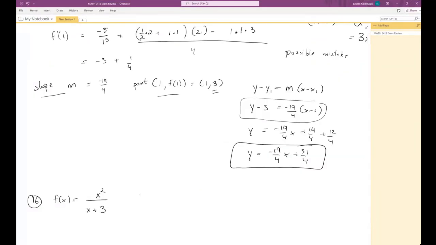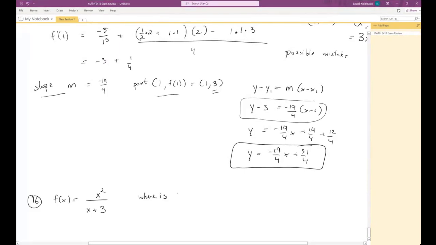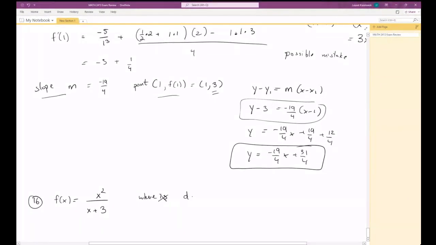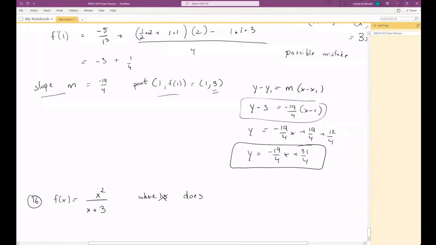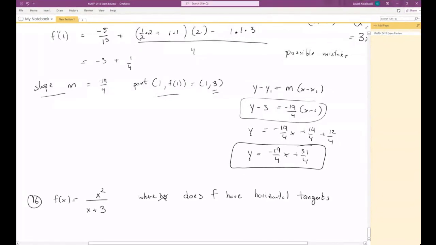So if they asked you where does the function have horizontal tangents? How do we approach this problem? Find the derivative and set it equal to 0. Yeah, exactly. Very good.